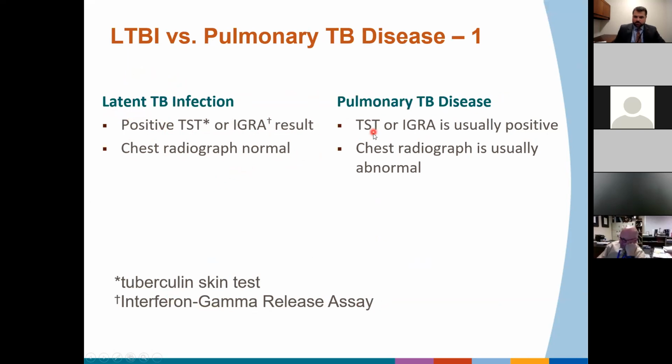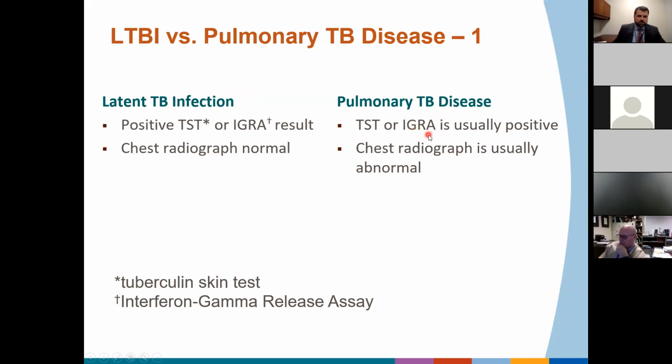In pulmonary TB, their tuberculin skin test or IGRA is usually positive, but not always. And the chest radiograph is usually abnormal. We usually think of them as having a cavitary lesion in their chest that's essentially full of TB and causing them to be sick. But a person could have pulmonary TB, active TB, and their skin test is negative, or their interferon gamma release assay is negative.